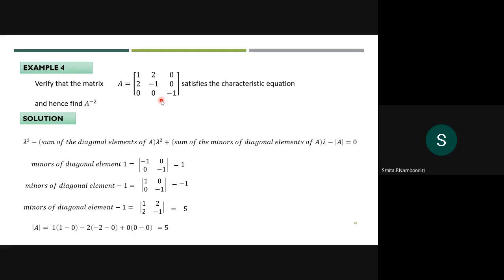Okay, substitute everything in this equation and get the characteristic equation. So what will it be? Lambda cube minus the sum of the diagonal elements. What will that be? 1, -1, -1, so it becomes -1. Then we write the sum of these three here, minus determinant of A equal to 0. What will that be? We will get lambda cube plus lambda square -5 lambda -5 equal to 0.